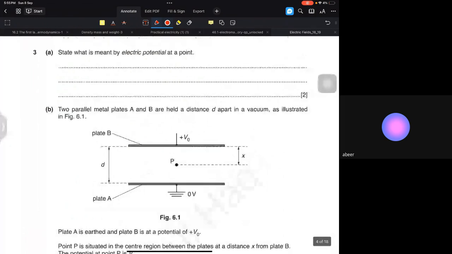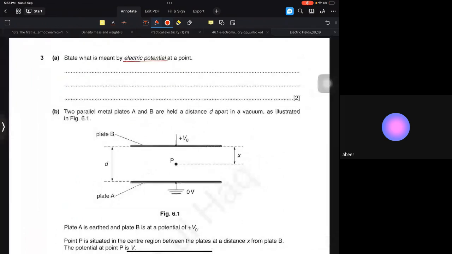Now this time they're asking about electric potential. So the first part, when you write it, is the work done per unit charge. Now this is 1 mark. The second mark is when you start writing that to bring this charge from a point at infinity. All right, so this is the complete definition that you're going to write for 2 marks.